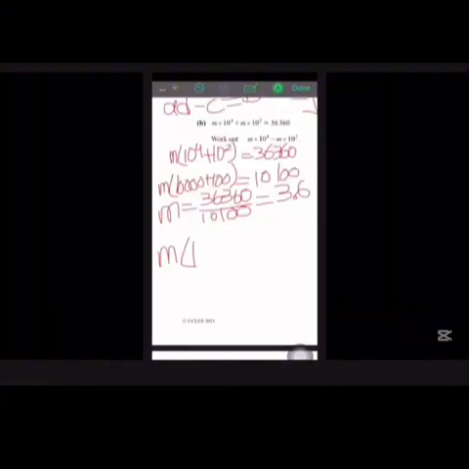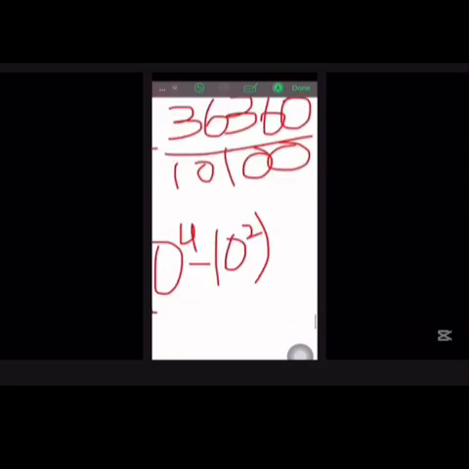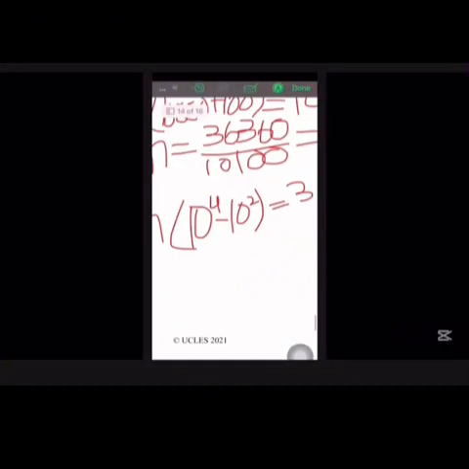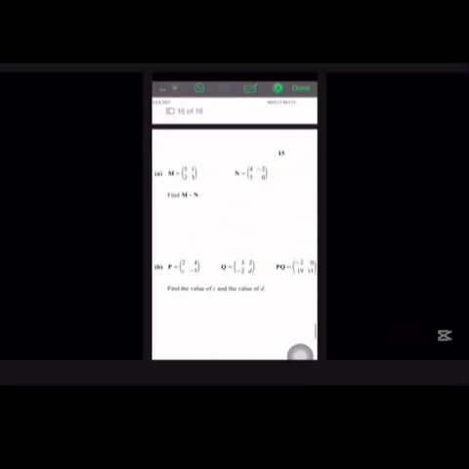So the answer will be 3.6. We'll take the common again. 10 raised to the power 4 minus 10 raised to the power 2. And that is equals to. So the answer here is 3.6. And then it will be m is equals to 9900 when we multiply 9900 by 3.6.